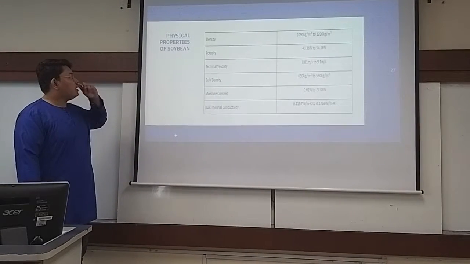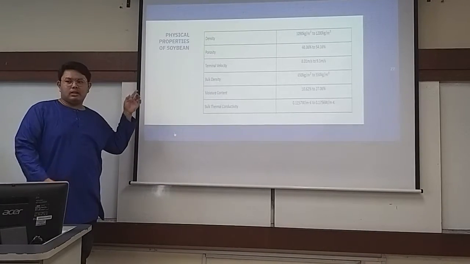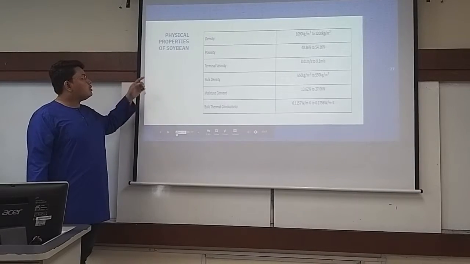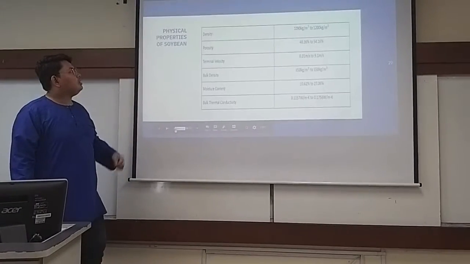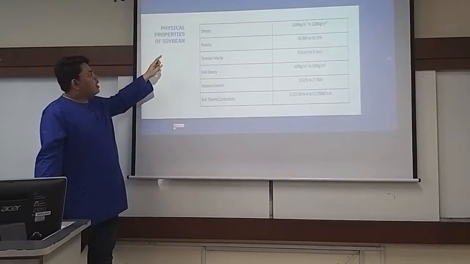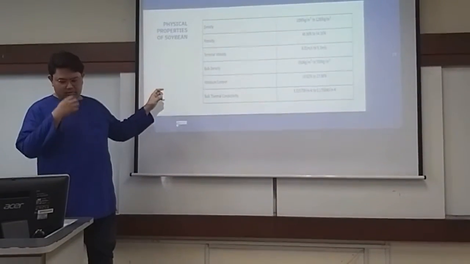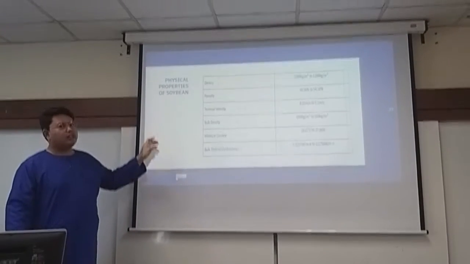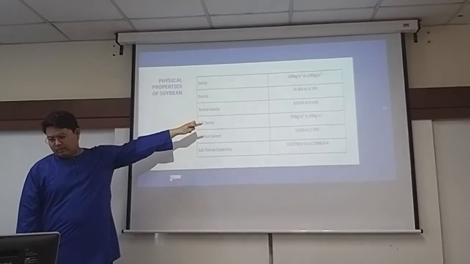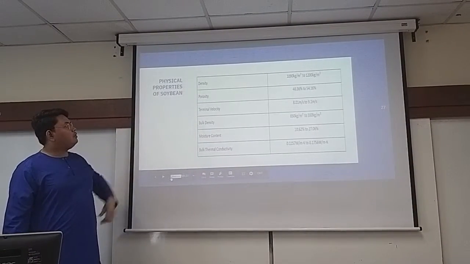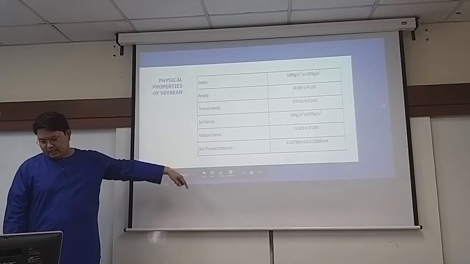Okay, task 4 is about mass and energy balance. So this is the physical property of soybean. As we can see, they have density, porosity, terminal velocity, bulk density, moisture content, and bulk thermal conductivity. And the table beside it is the range for these physical properties.